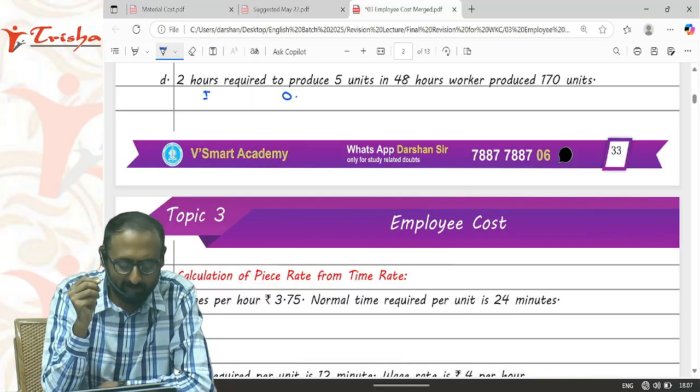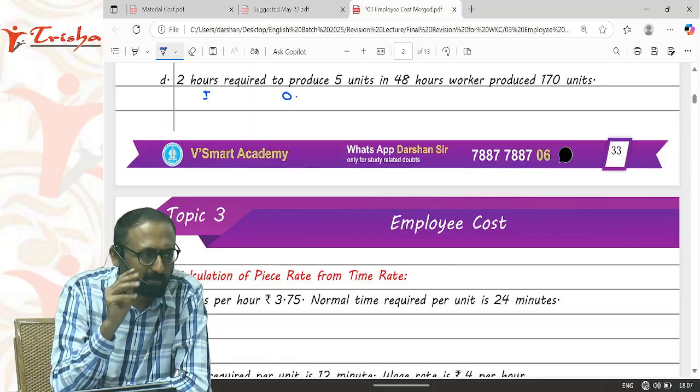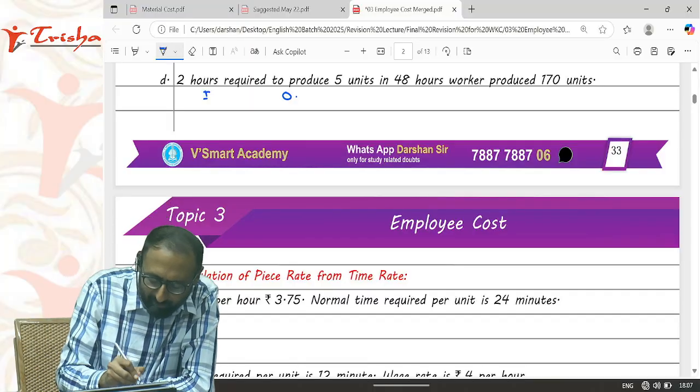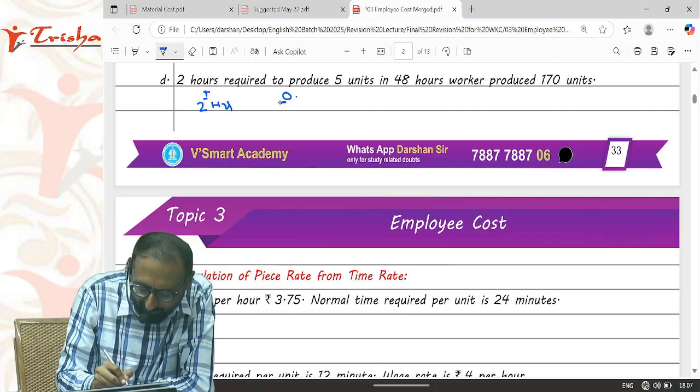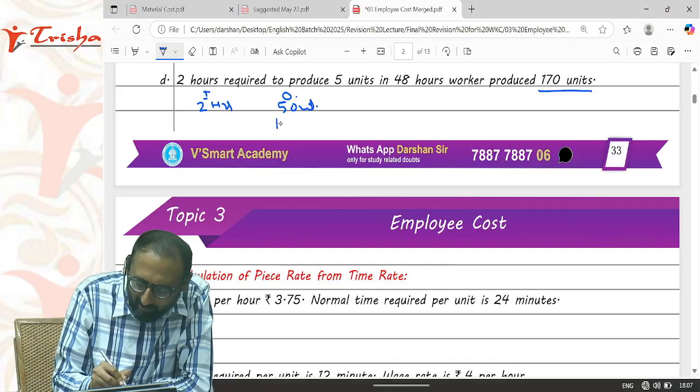Everyone please answer. 2 hours is required to produce 5 units. So what input output ratio are you going to write? 2 hours required to produce 5 units. So I'll write 2 hours here and I'll write 5 output here. Actually 170 units produced by the worker. So in output I'll write there 170.